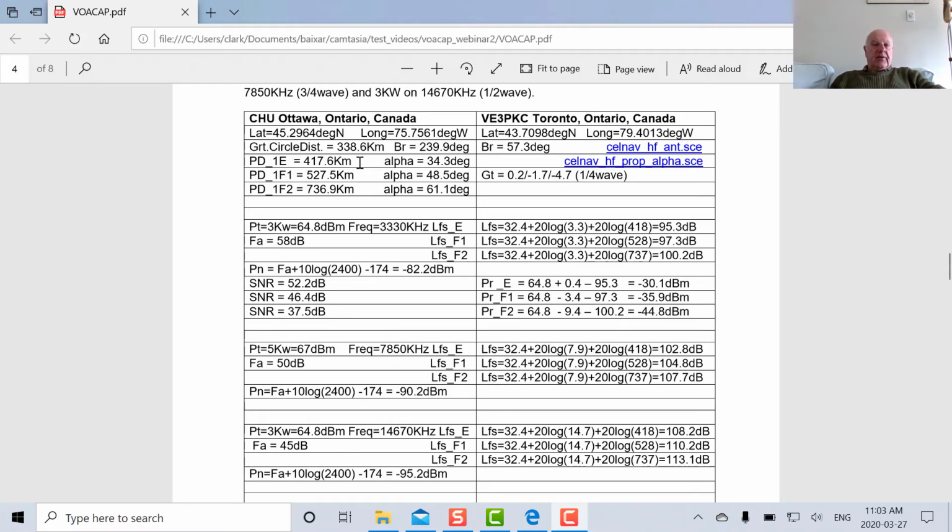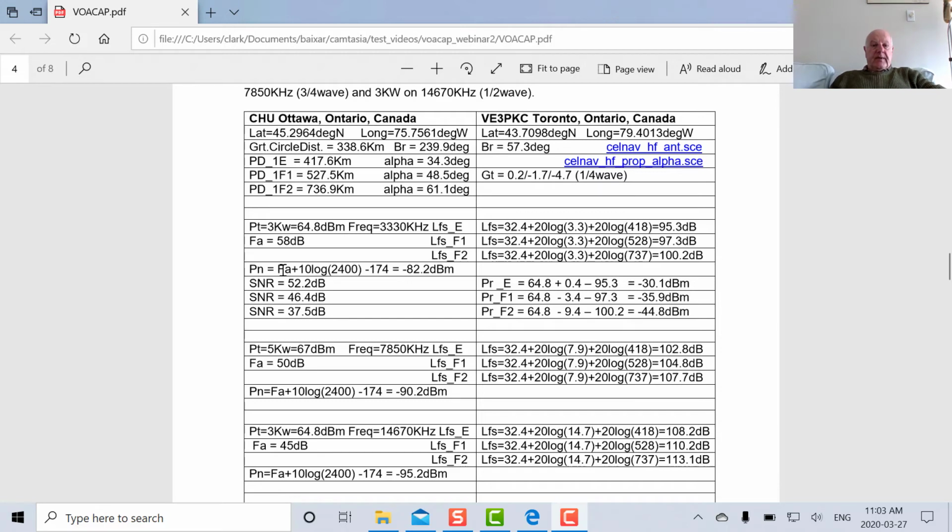So if I was to consider the E layer, the takeoff angle would be about 34 degrees. The F1 layer, the takeoff angle is 48 degrees. And the F2 layer, the takeoff angle is 61 degrees. Now here, what I've done is I've worked up their free space attenuations using the formula. I've plugged in 3.33 megahertz. Those are the actual propagation distances that we've determined over here. That gives us my free space attenuations.